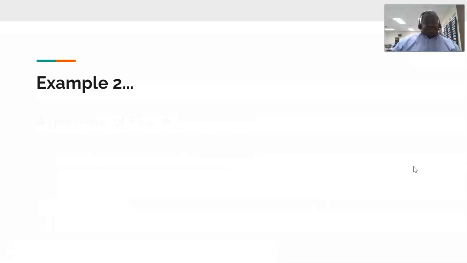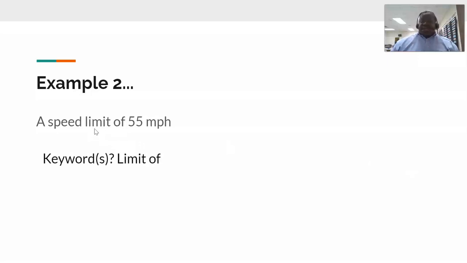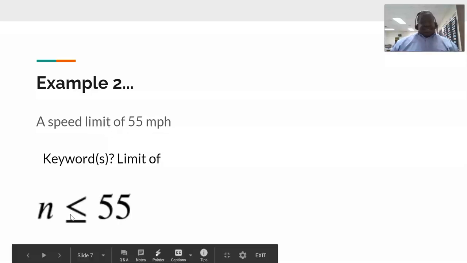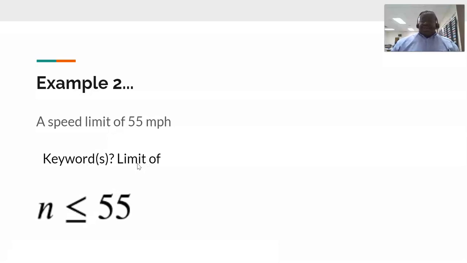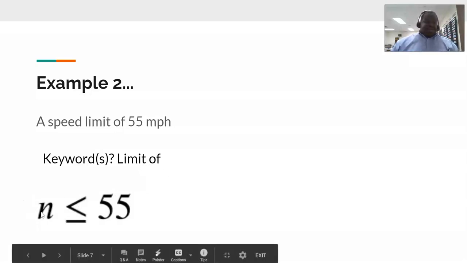Another example. A speed limit of 55 miles an hour. Well, what are our key words? Limit of. And limit of is going to tell you which one of those inequalities we're going to use. It's less than or equal to. Think about the list that we already asked you to write down as we were going through the notes. Limit of is less than or equal to. So it's less than or equal to 55. You can go 55 but not over. If it's over 55, you'll be breaking the speed limit.